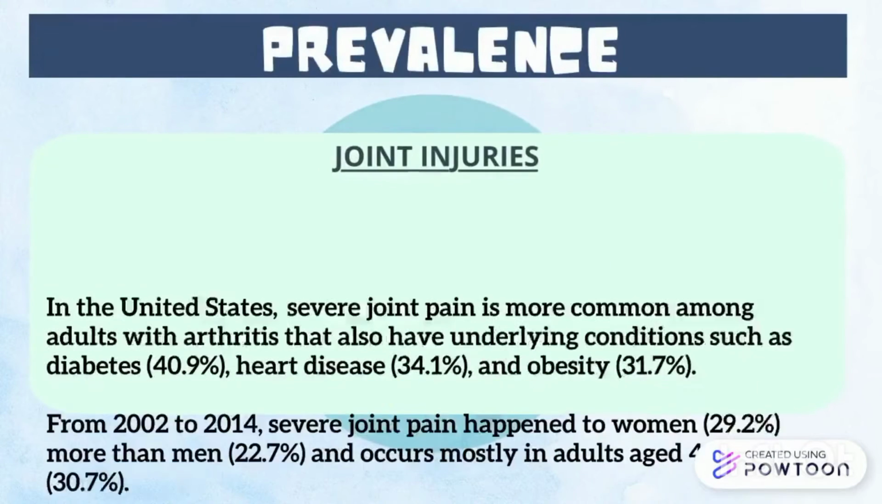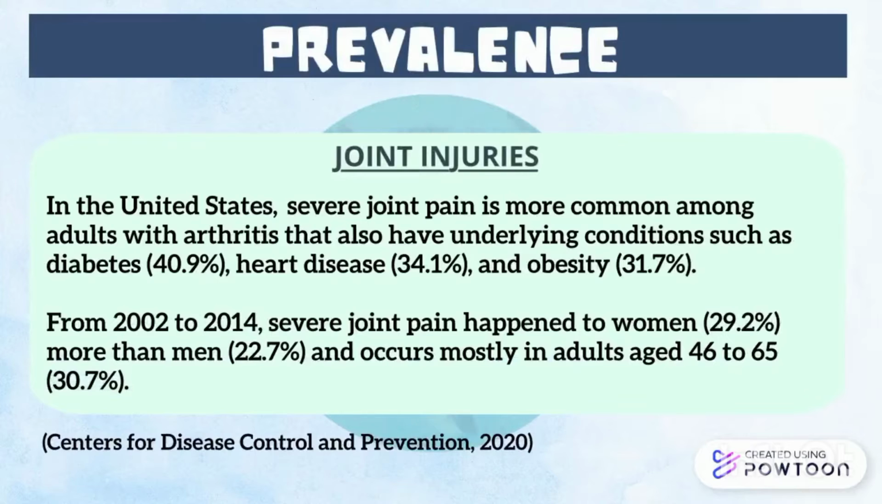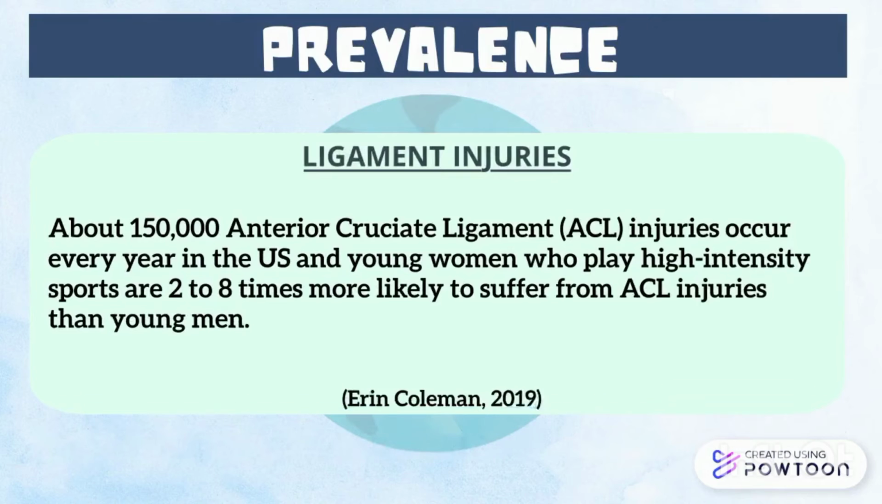Prevalence for joint injuries. In the US, severe joint pain is more common among adults with arthritis that also have underlying conditions, and until 2014, severe joint pain happened to women more than men and occurs mostly in adults aged 46 to 65. Meanwhile, for ligament injuries, about 150,000 ACL injuries occur every year, and young women who play high-intensity sports are 2 to 8 times more likely to suffer from ACL injuries than young men.